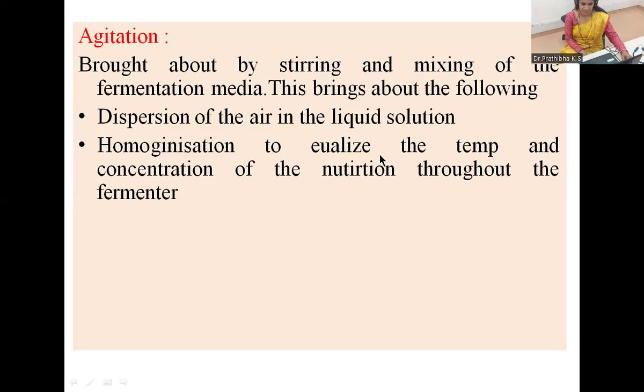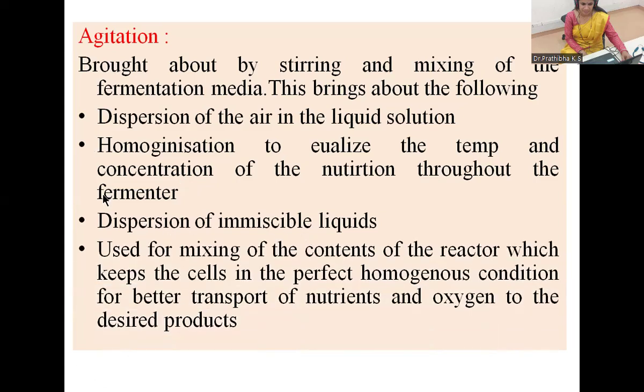Apart from that, homogenization to equalize the temperature and concentration of the nutrients throughout the fermenter. Then dispersion of the immiscible liquids, we are using the agitator. These are also used for mixing of the contents of the reactor, which keeps the cells in a perfectly homogeneous condition for better transport of nutrients and oxygen to the desired products. Because of all these reasons, we are using the baffle or agitator, and the process is known as agitation. I hope you're able to understand here, right?